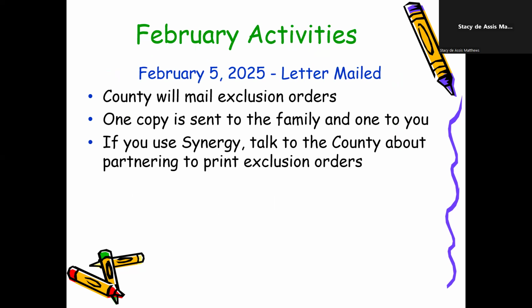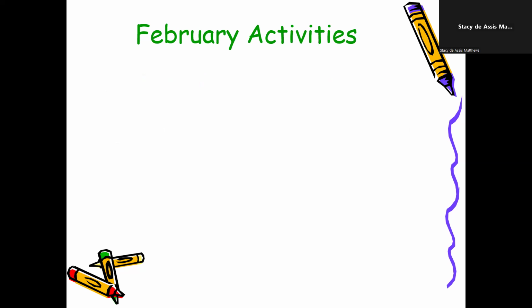All right, let's go over some February activities. So by February 5th, the local health department will mail letters, exclusion orders to families, and also one copy is sent to you. If you are specifically using the SIS Synergy, talk to the county about partnering to print exclusion orders because they can be done through Synergy, but only with the permission of the local health department.